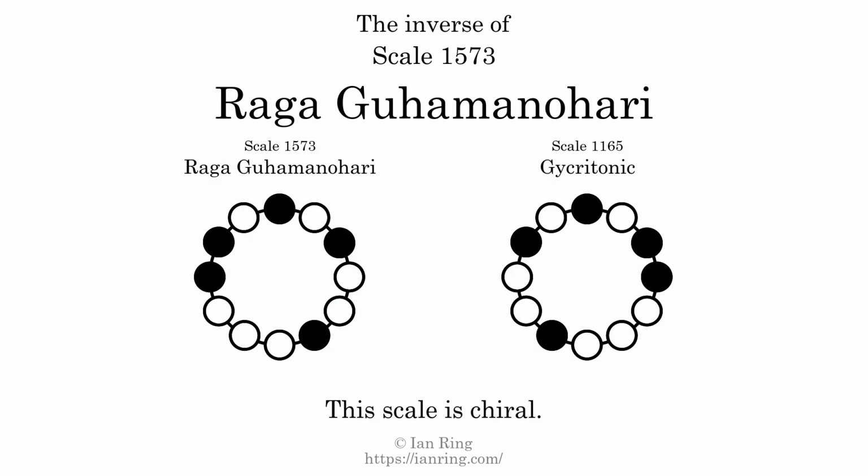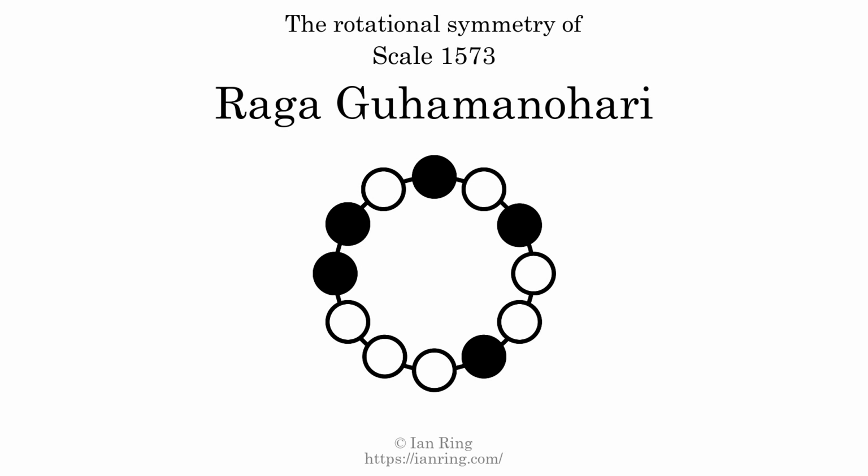The inverse of a scale is a mirror image. It is what you get when the sequence of intervals is reversed. The inverse of this scale is scale 1165, also known as gicratonic. This scale is chiral. It cannot transform into its inverse by rotational transformation. This scale has no rotational symmetry.